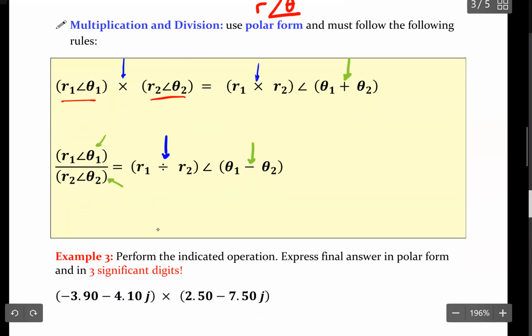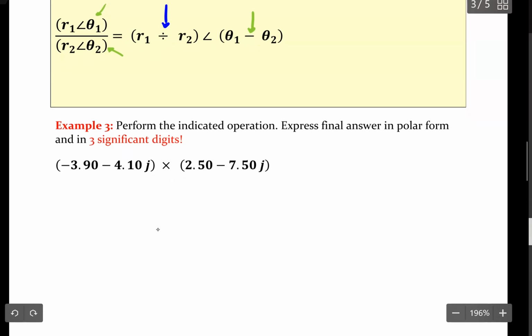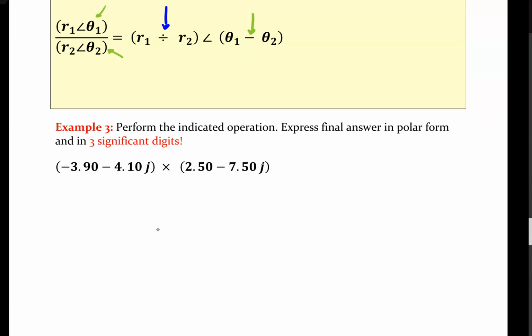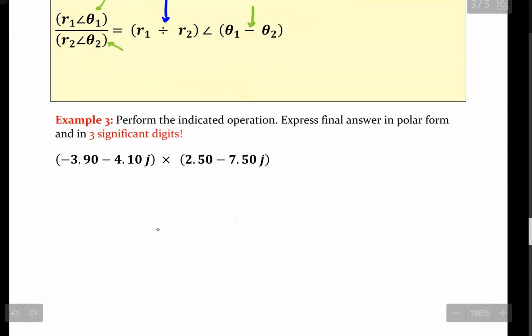Let's apply it to our example number 3. We perform the indicated operation, and express the final answer in polar form and in 3 significant digits. Like I mentioned earlier, some of you may say, I'm good at algebra, I'm going to expand this, multiply them out, apply j squared equals minus 1 and get the answer. But honestly, I want to emphasize the rule: I need to convert this into polar form, then multiply the two moduli and add the two arguments. At the same time, everyone will have a chance to review how to work with your calculator, converting from rectangular to polar.